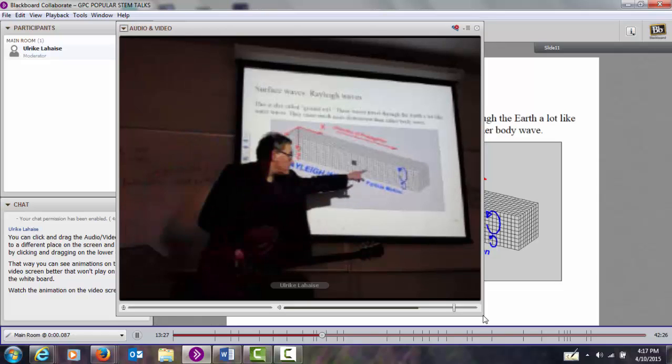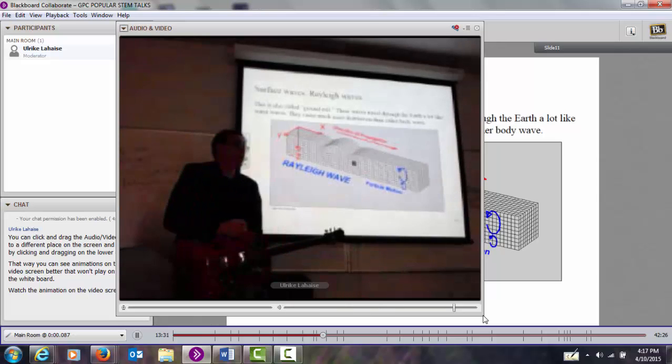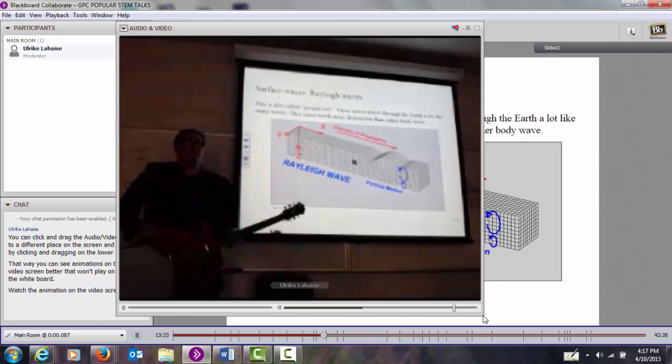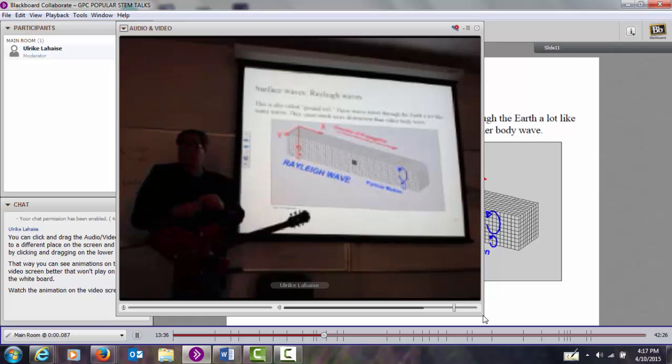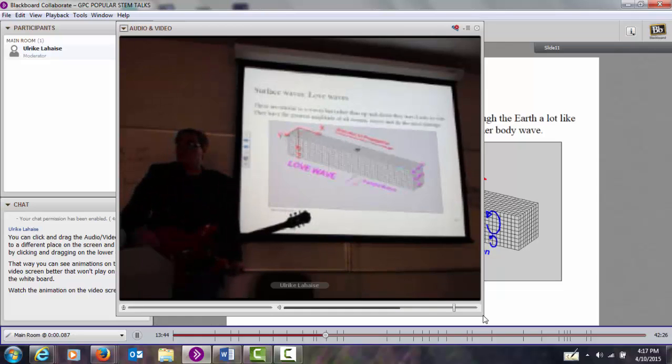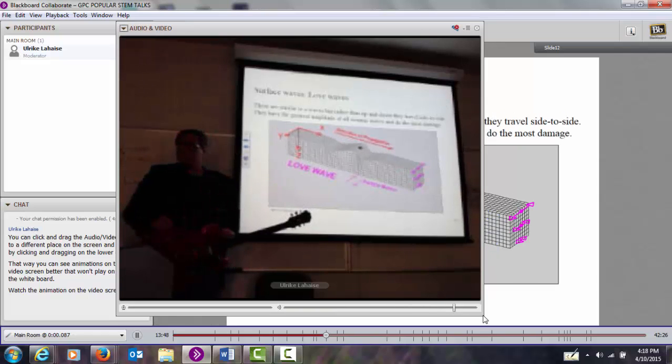You see that little roll, sort of a backwards circular arc? That's what we mean by ground roll. Water behaves like that. Very destructive. Imagine turning solid rock or a surface layer of soil into something like water, and you can cause a lot of damage. Love waves travel side to side, okay?